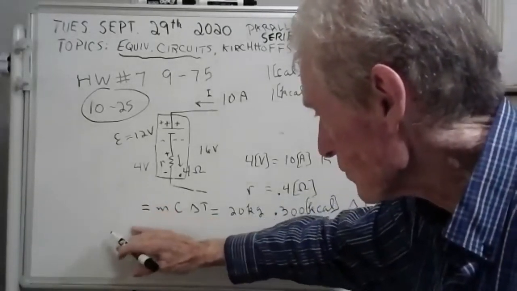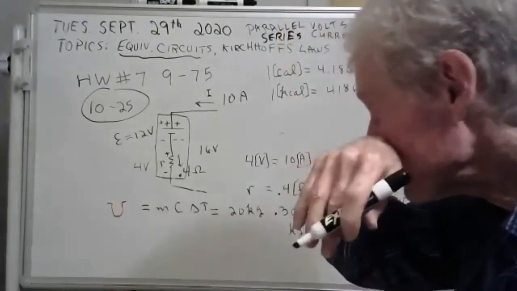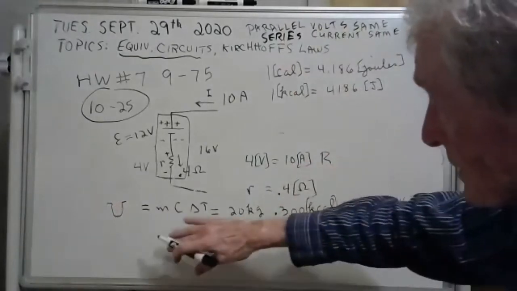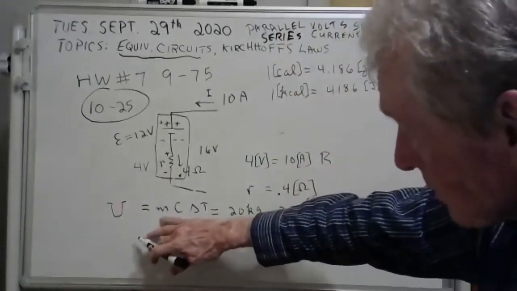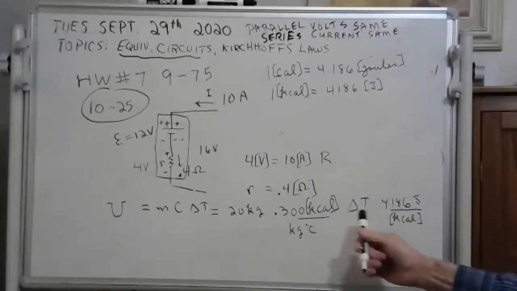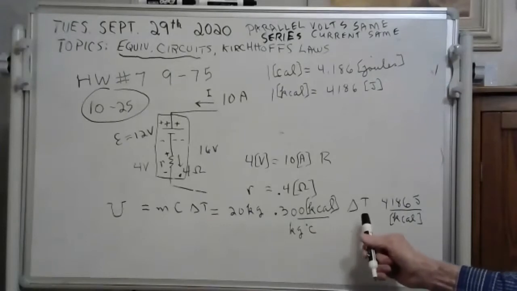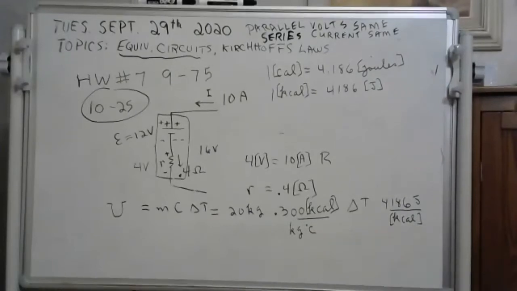What do they use in this book for energy? Is it U? I think it's U. The energy in joules is given by this equation here. This is called the specific heat. And see, we've converted it to joules. And this will give you the time. We don't know what the time is.